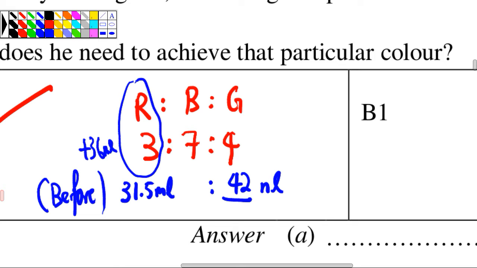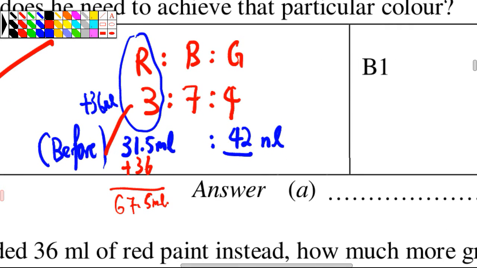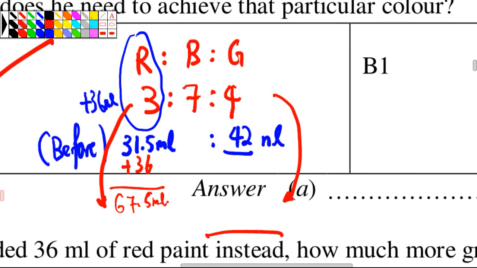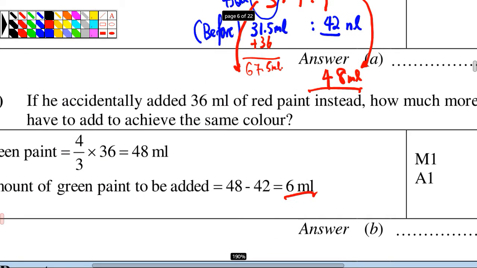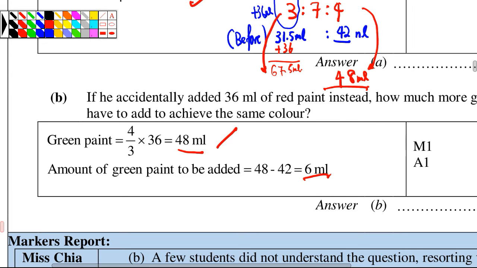Now, if I plus 36, what do I have? 67.5 ml. If this is 65.7 ml, how much do I need? So I do the ratio here to here, here to here. So how much do I need? 48 ml. Then they ask, how much extra do I need to add? This minus this. You understand now? So ability to write 48, 1 mark. Ability to minus, 1 mark.